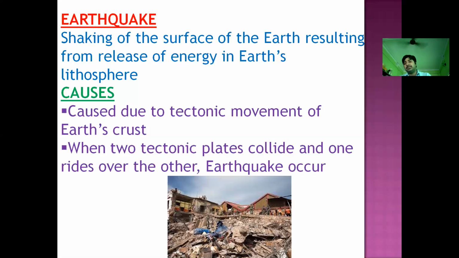Next, what are the causes of earthquake? Earthquake is caused due to the movement of the earth crust, means movement of the earth crust under the earth's surface.